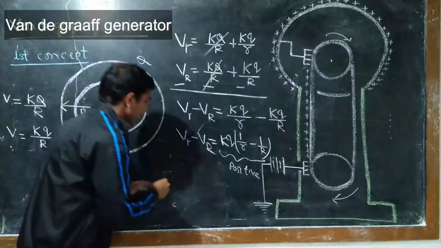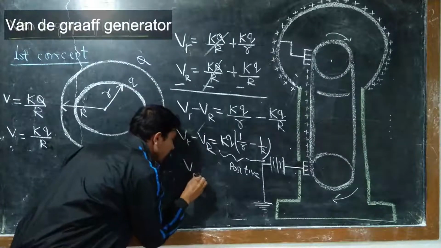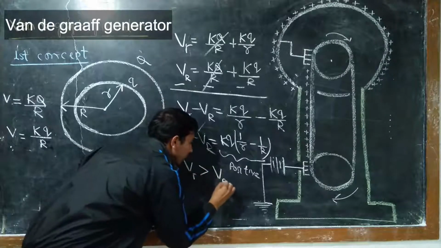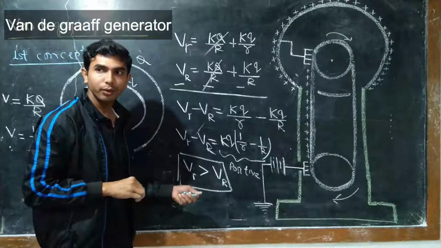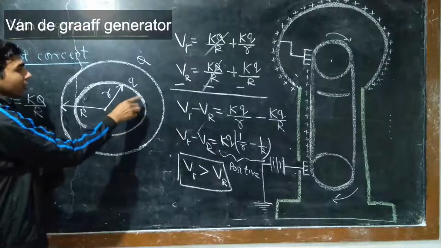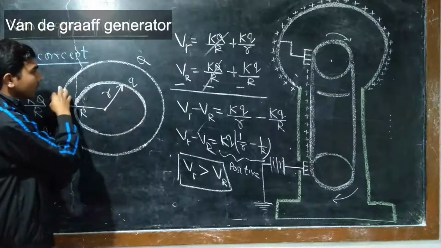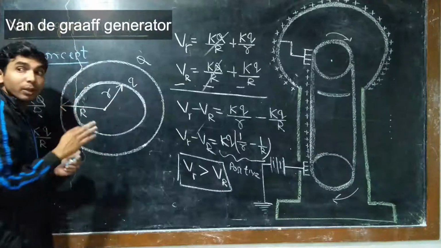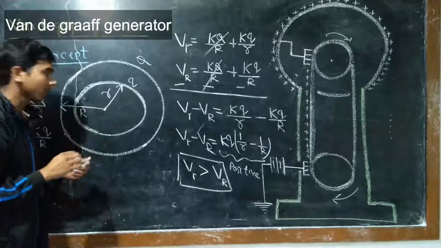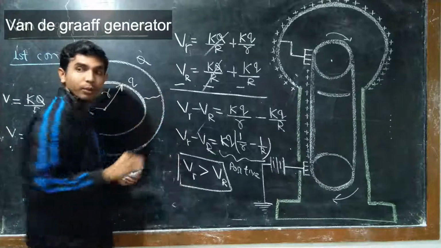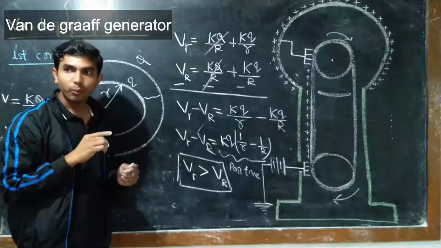So from this we are able to understand the potential at the smaller one, kQ/R, is greater than the potential at the bigger one, yes or no? So now from this expression you are able to understand the smaller one has higher potential, and the bigger one has lower potential, right? And you know charge will always move from higher potential to lower potential, right?